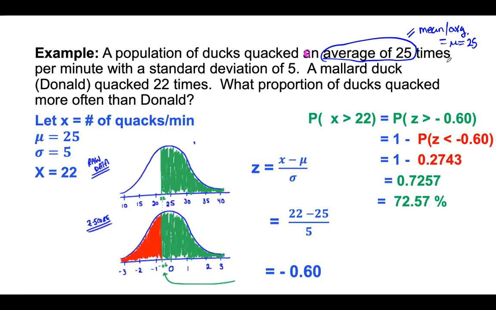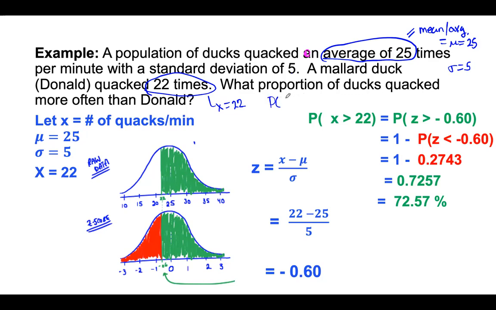So we know that our standard deviation is equal to 5. A mallard duck, let's call him Donald, quacked 22 times. So that's X is equal to 22. What proportion of ducks quacked more often than Donald? So you can say a let statement like let X be the number of quacks per minute. And we want to know what proportion, what is the question? So what is the proportion of ducks that quacked more often than Donald?